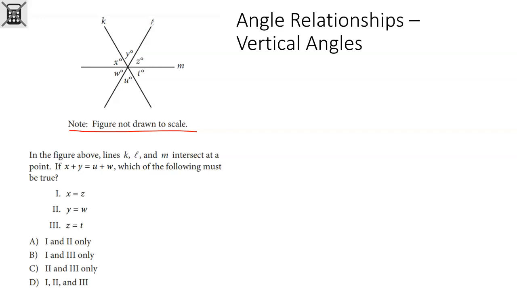All right? But what we do know is that when we have intersecting lines, the angles that are opposite are congruent. So based on what we know about vertical angles, we can determine that angle Y and angle U are congruent. We can also conclude that angle X and angle T are congruent, as well as angle W and angle Z. Okay, all of those pairs will be congruent.